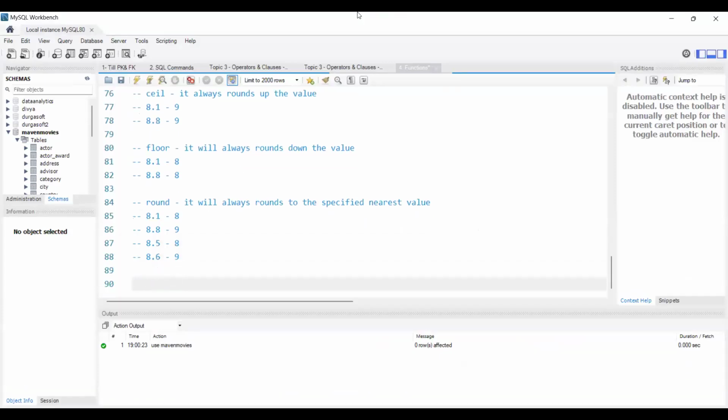All right. I hope all these three functions are clear for you. That is ceil, floor, and round, right? Next.